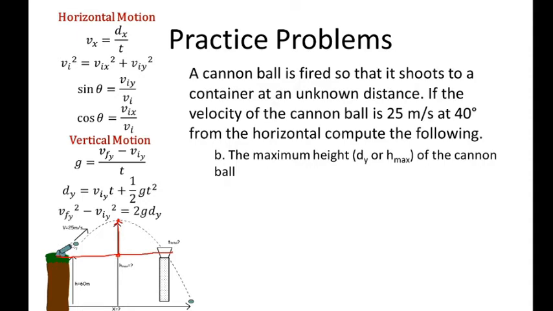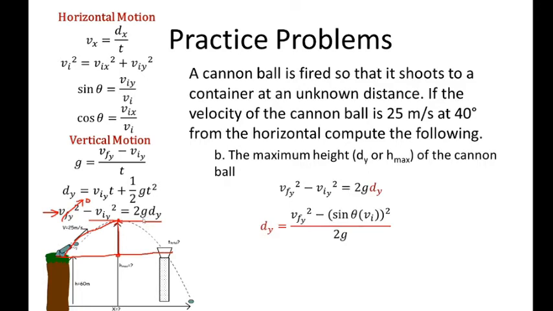To compute for dy, we are given the initial velocities and the angle. We are not given the time, so we can use this formula. We know that the final velocity as the ball reaches the highest position is 0, so we are left with this equation right here.